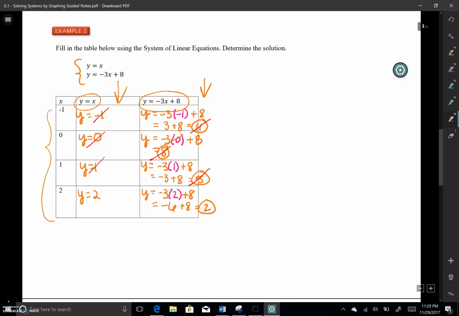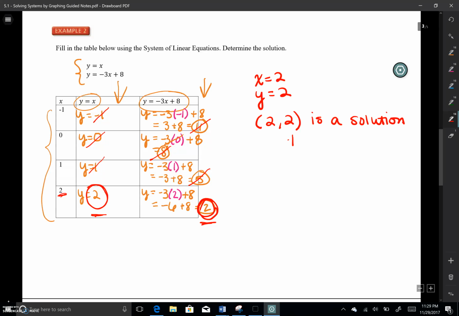But for x equals 2, I get y equals 2 here, and another y equals 2 here. So when I have one x value giving me the same y values, that's how I know I have a solution. So again, my x was equal to 2, my y was equal to 2. As an ordered pair, this is 2, 2. And my statement would be that 2, 2 is a solution to the system.